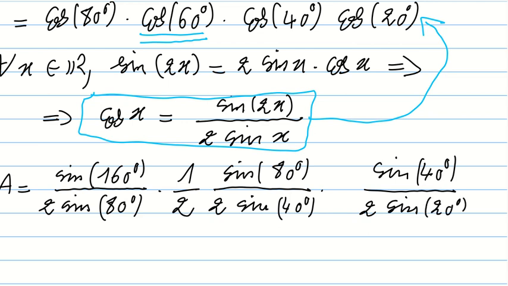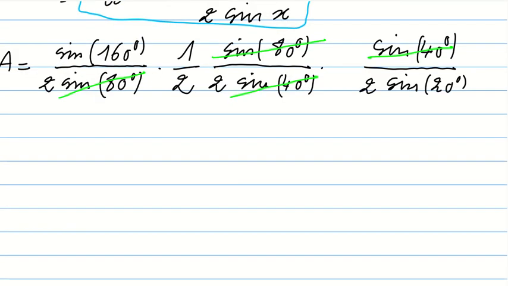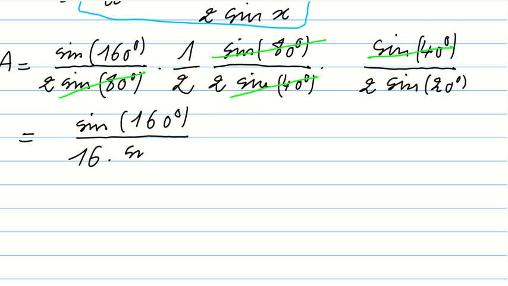And by simplifying the quotients, sine 80 degrees is simplified with sine 80 degrees, sine 40 degrees is simplified by sine 40 degrees, and then we get a equals sine 160 degrees over 16 sine 20 degrees.